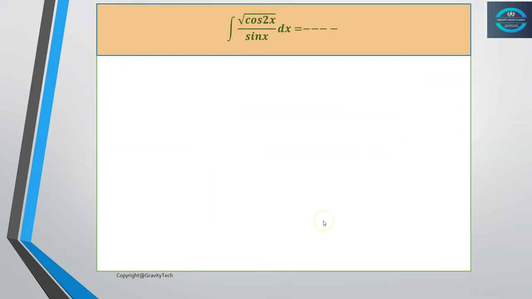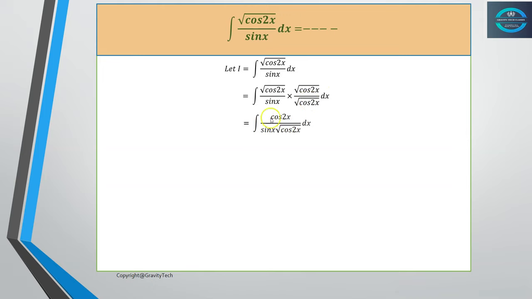Now next. Integral of under root cos 2x upon sin x dx. How do we solve this? See, first multiply and divide by under root cos 2x. When you multiply and divide, the square root will go away. cos 2x, sin x cos 2x, right? Now cos of 2x upon, this is the same thing. Now cos of 2x is what? 1 minus 2 sin square x.